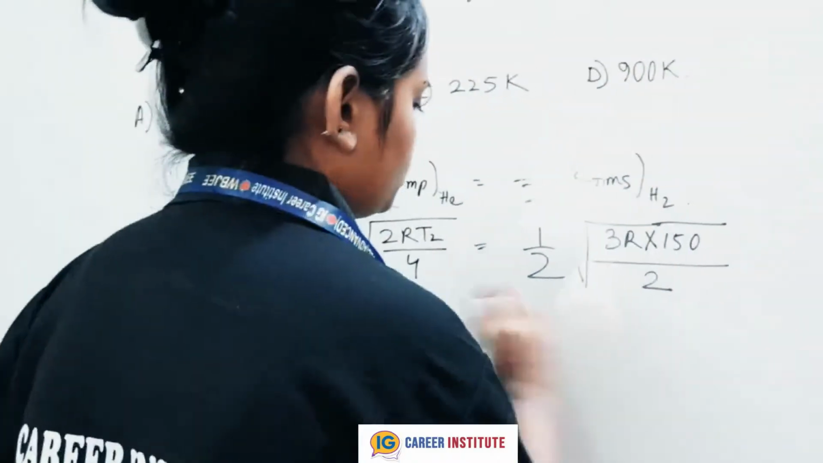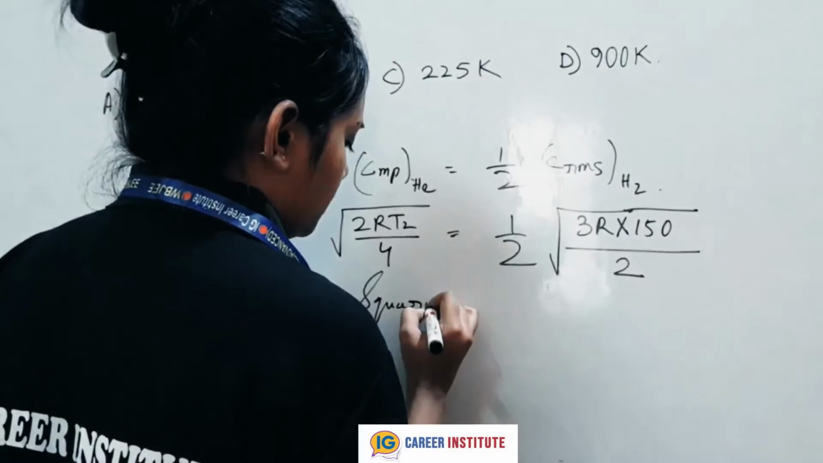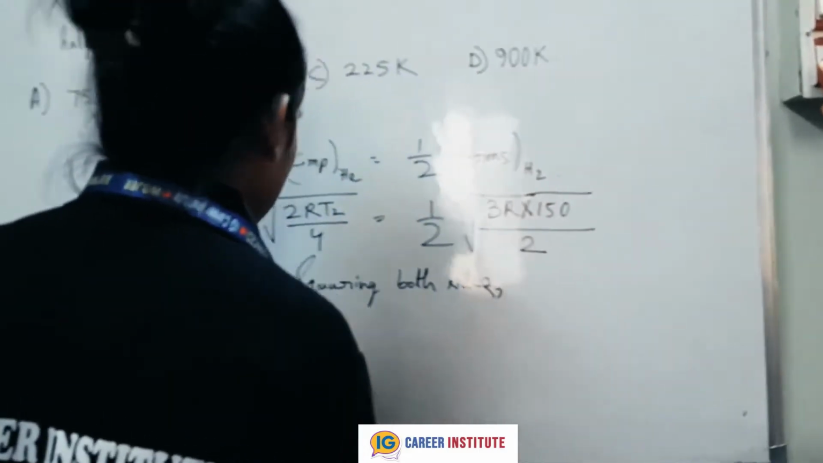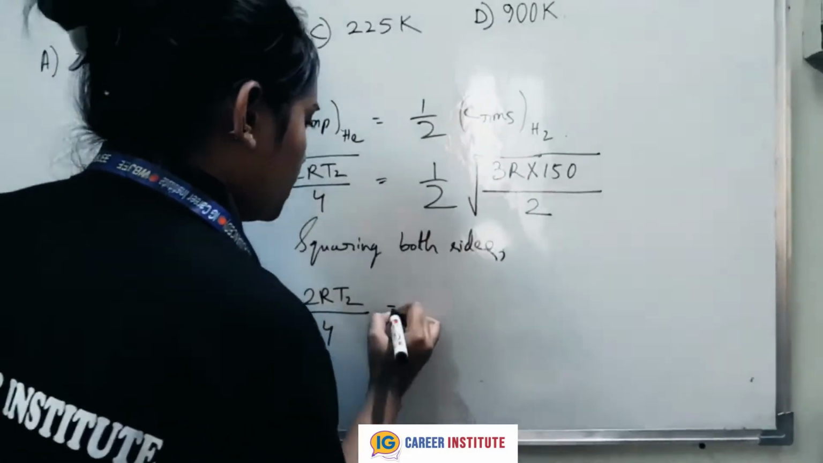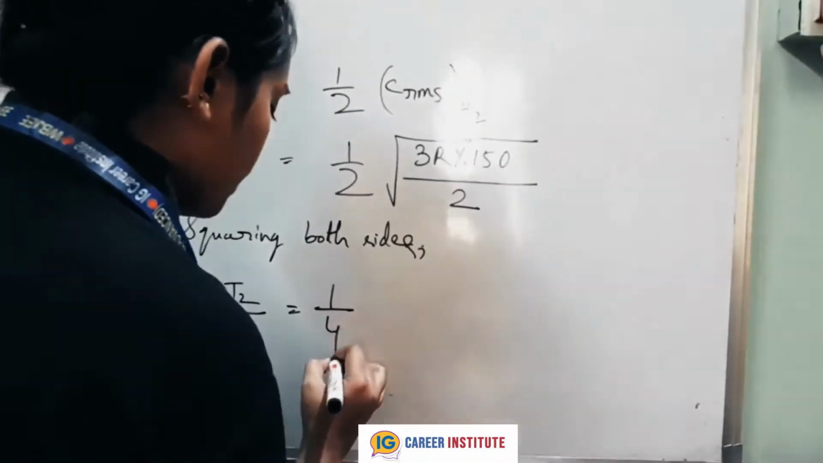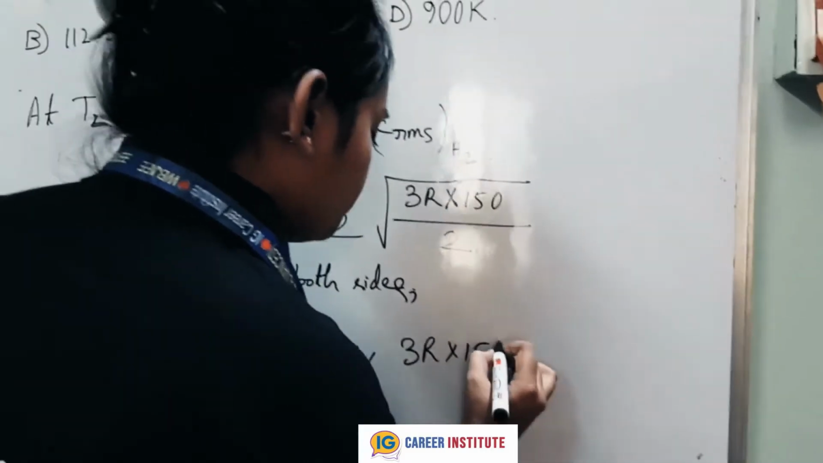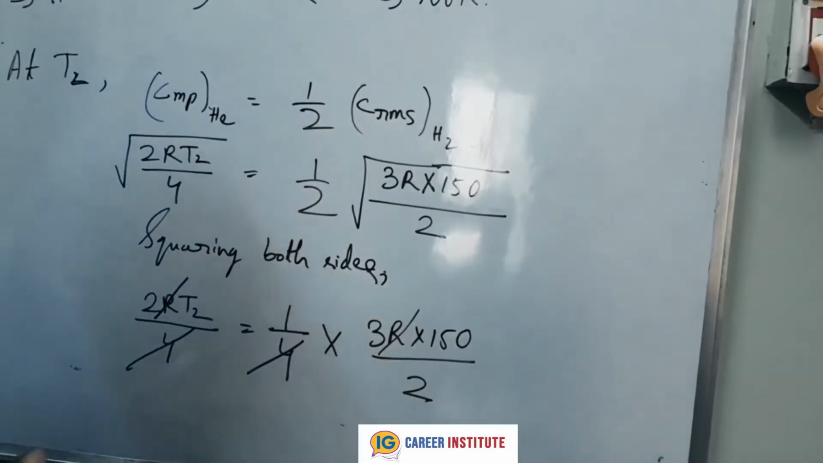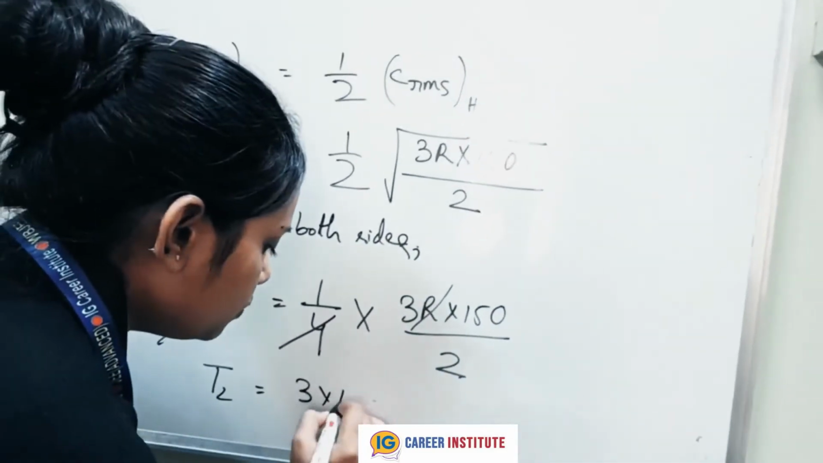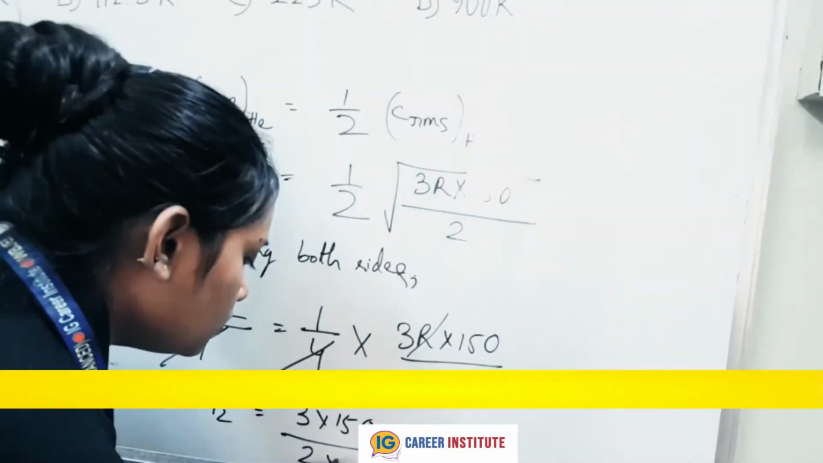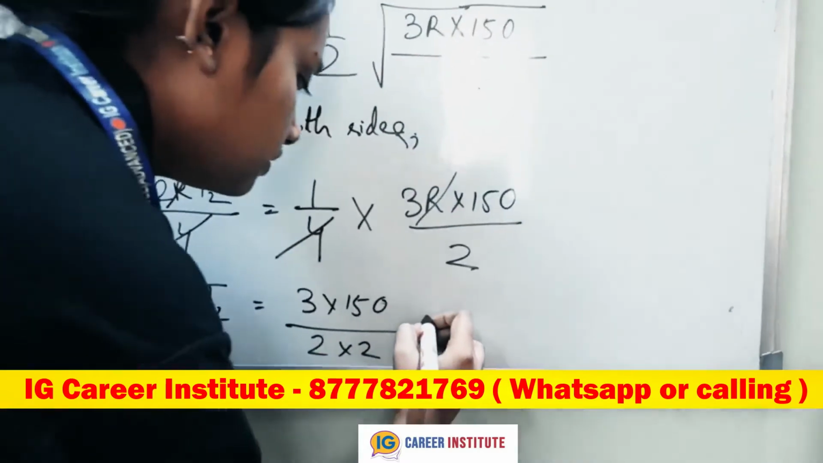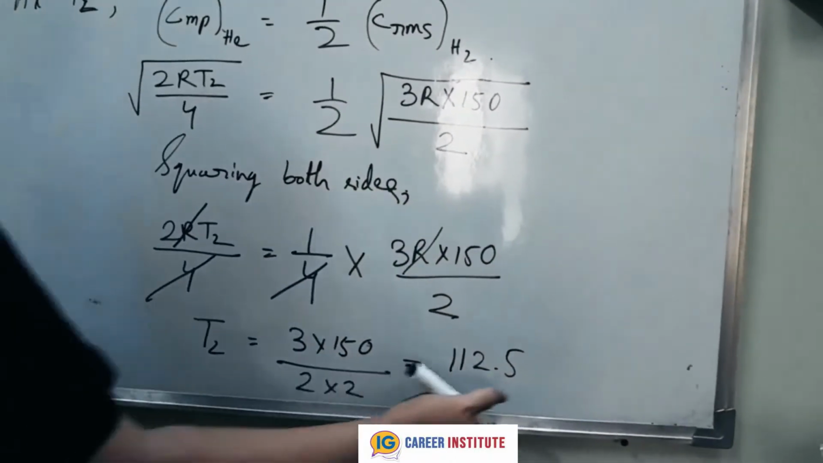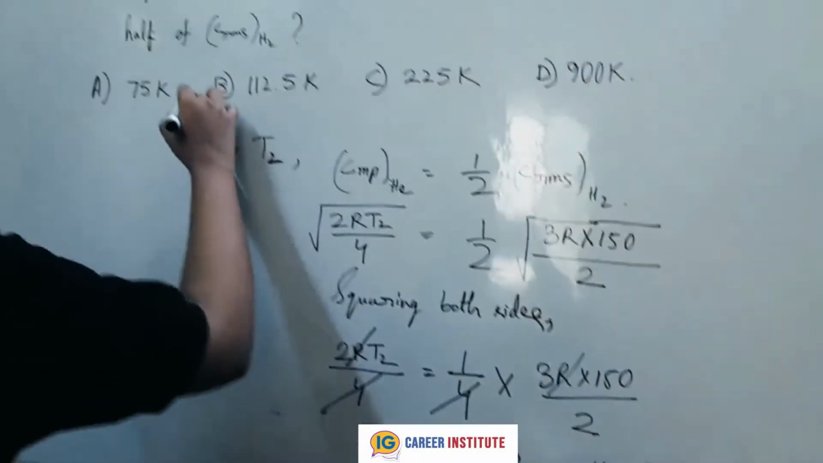Now we just have to solve this, nothing else. Squaring both sides will remove the square root. So 2RT2 by 4 equals 1 by 4 into 3R into 150 by 2. The 4 will cancel out from both sides, and R will cancel out from both sides. So we are left with T2 equals 3 into 150 by 2 into 2. This will come out as 112.5, which is in Kelvin, so the correct option is option B.